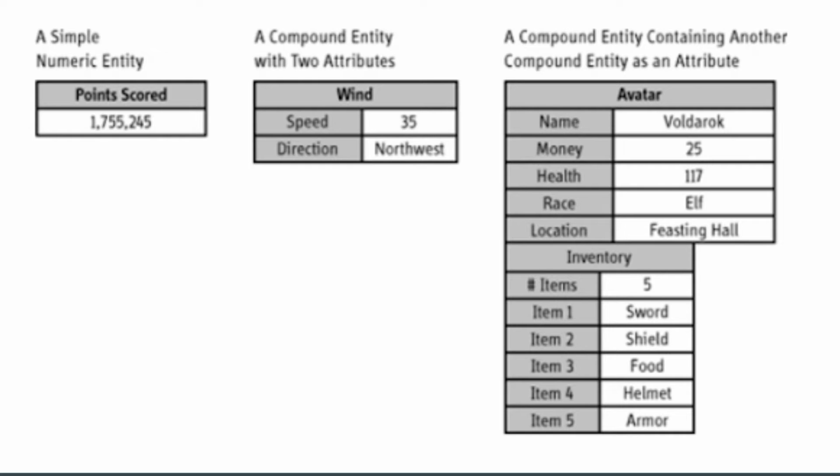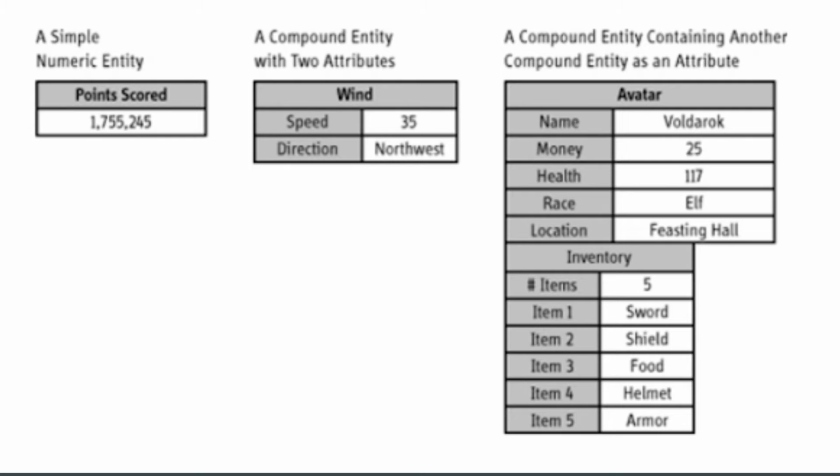If it's blowing really fast, they can go really far. If it's blowing slow, they don't go as far. And then you have the direction it's pushing. It's either pushing north or northwest or southeast or all the directions of the compass, right? Obviously, if the player is going against the wind, if the player is traveling southeast, then the wind's actually going to push them northwest, right? Or they're going to go really, really slowly depending on the speed. So that's a compound entity that has two attributes.